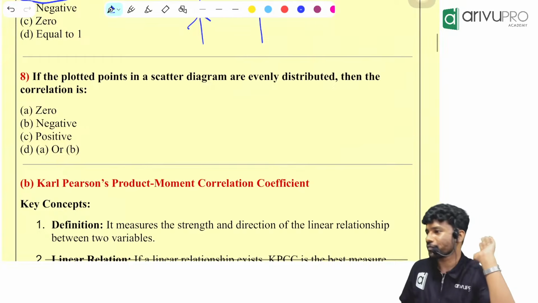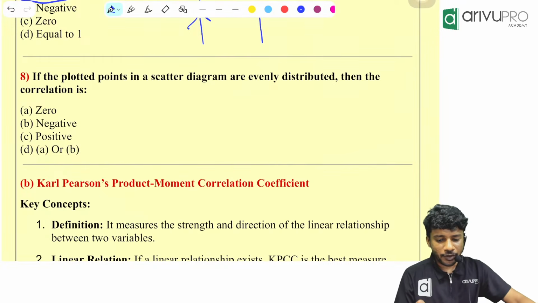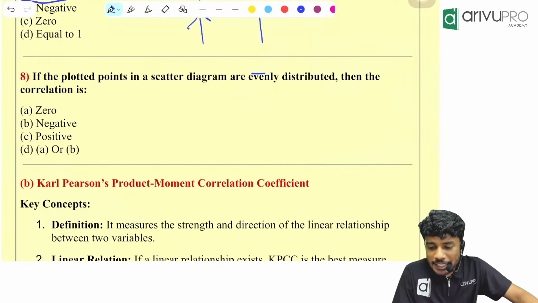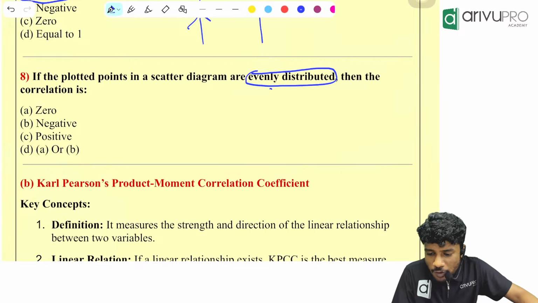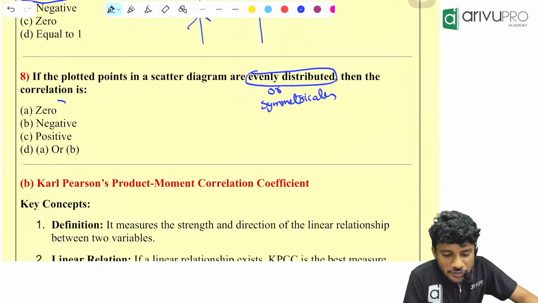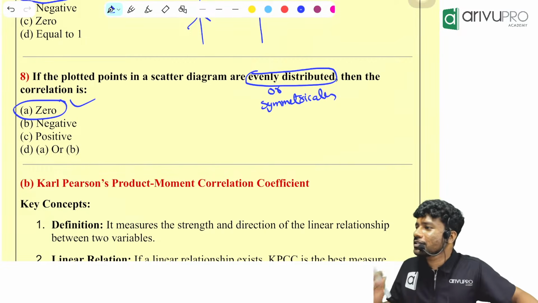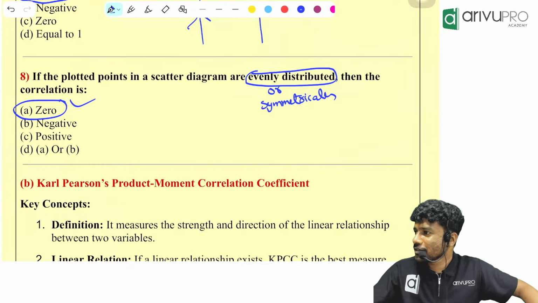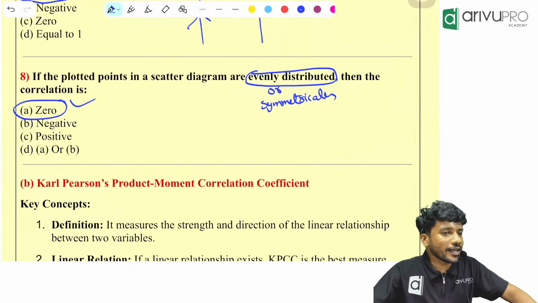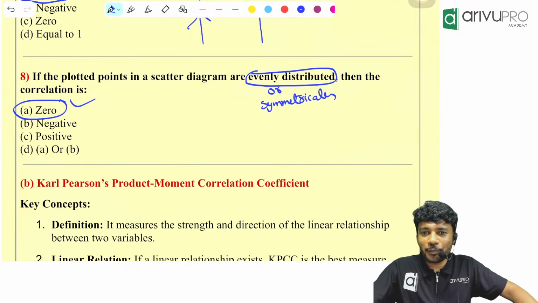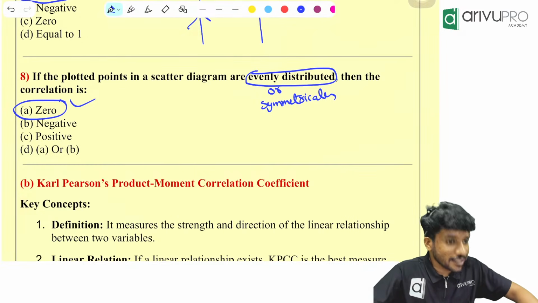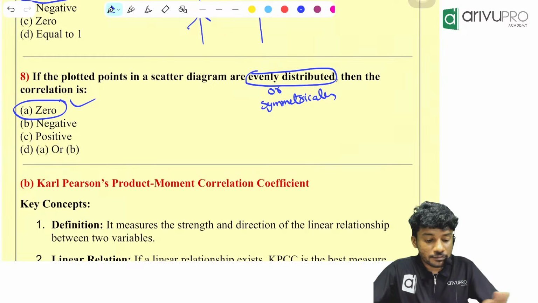Then tell me, when the plotted points in a scatter diagram are evenly distributed or symmetrically distributed, I gave it already. What is the answer then, people? Zero correlation. These are the type of questions you can expect. Very direct. No correlation or zero correlation. Everyone understood? Yes.